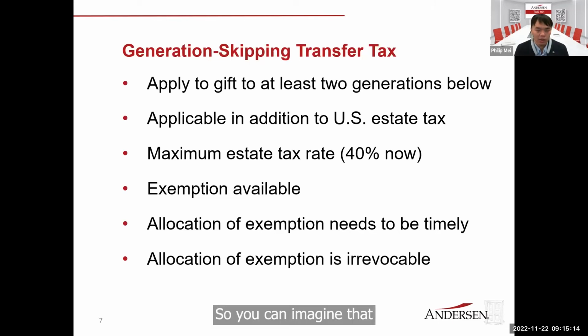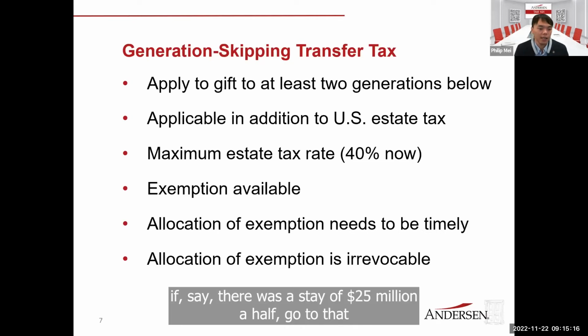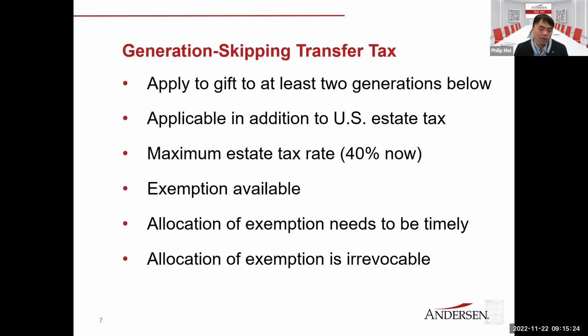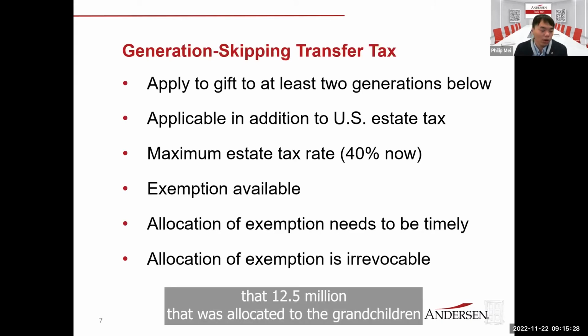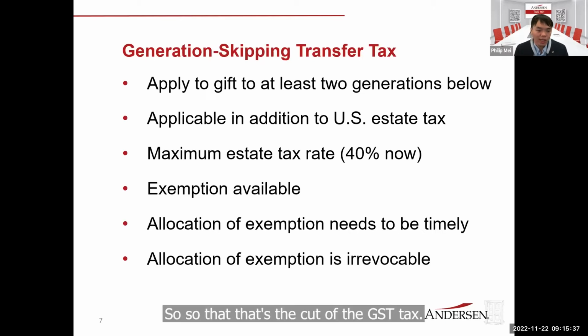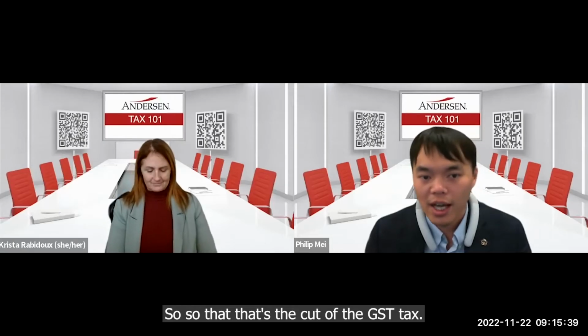So as you can imagine, if, say, there was an estate of $25 million, half going to the children and then half going to the grandchildren, then you would have to allocate the exemption to that $12.5 million that was allocated to the grandchildren, because it's gifted to more than one generation below. So that's the GST tax.